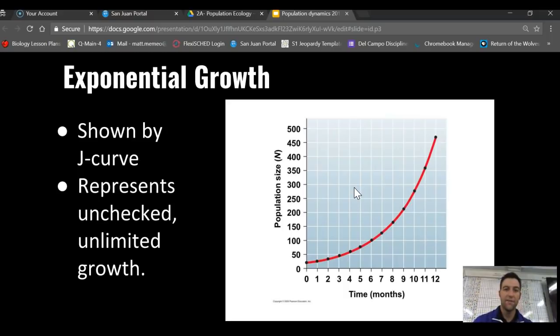If you look at our graph, we have population size on the y-axis, and then we have time on the x-axis, and you can see as time goes on, because they have unlimited resources and unchecked growth, it's going to increase.